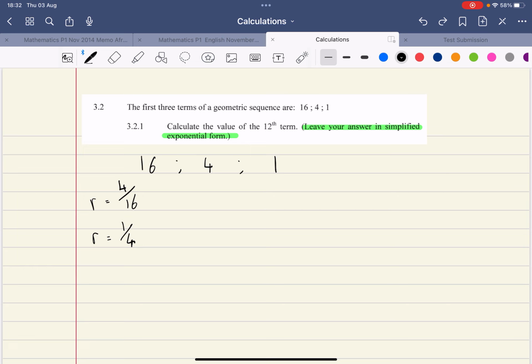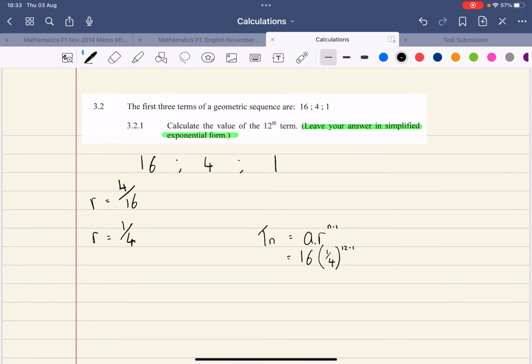So once we have this, we can now use the formula for calculating any term in a geometric sequence. And that looks like this: Tn equals a times the common ratio to the power of n minus 1. They want us to find the 12th term. So a is 16, the first term in the sequence. Our common ratio is a quarter, and n minus 1 is 12 minus 1, which is equal to 11.